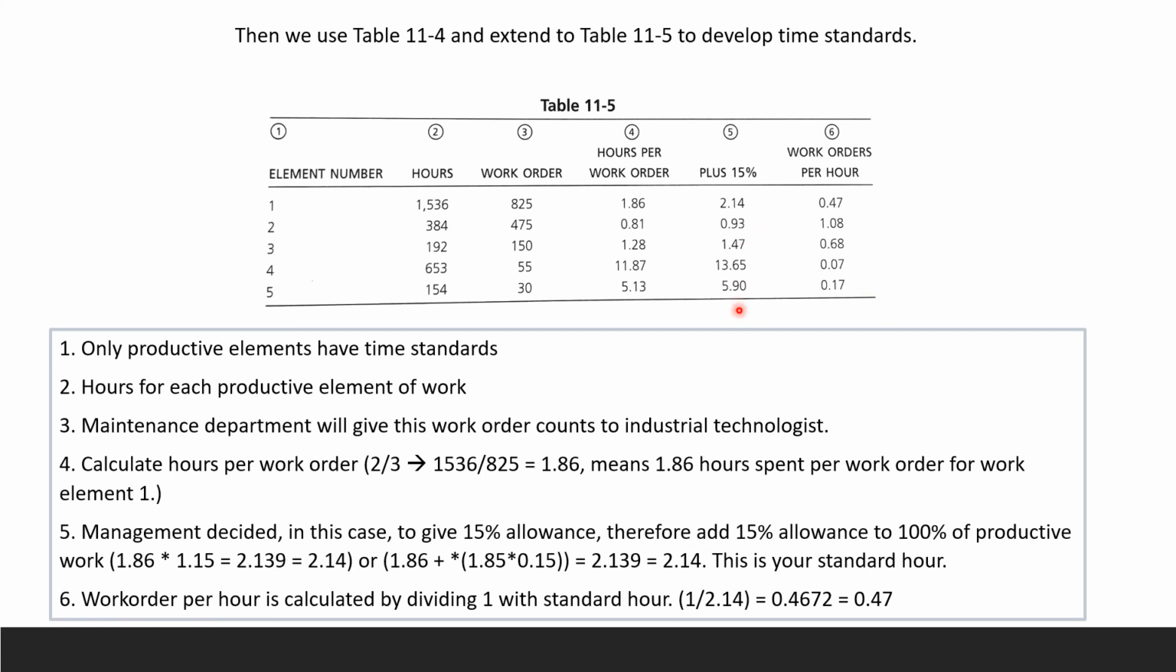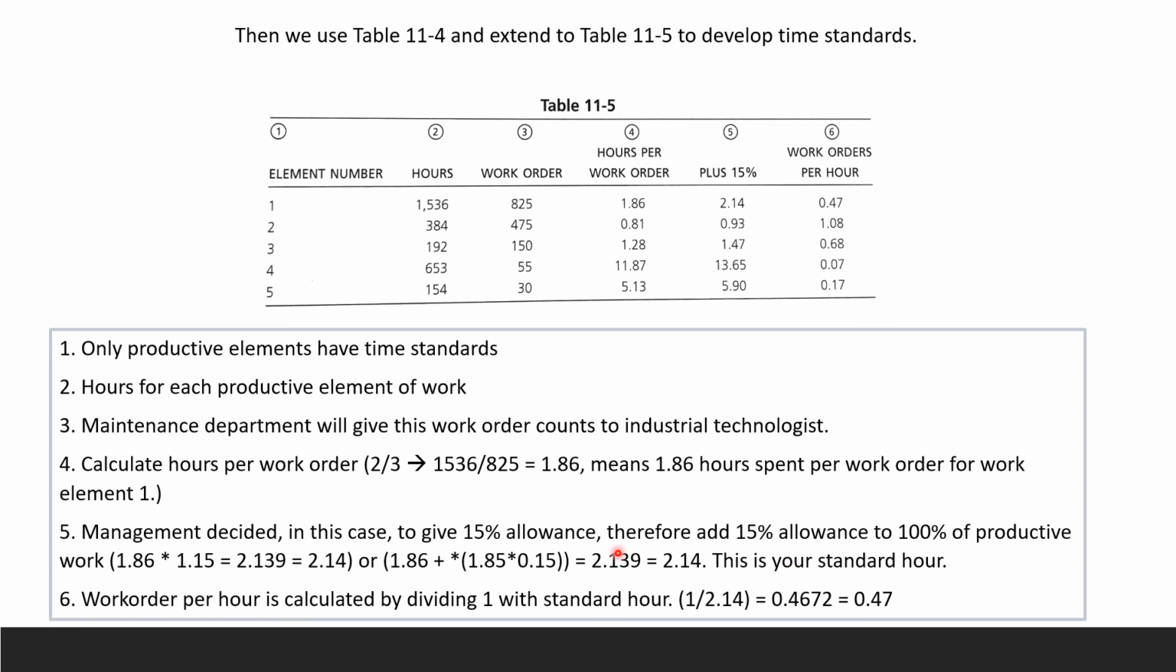Do the same thing for the rest of them. So that's how you get your work hours per work order, sorry, per hour. And then flip the ratio, because this is hours per work order. When you flip it, you're going to do 1 divided by 2.14. It's going to give you 0.47.